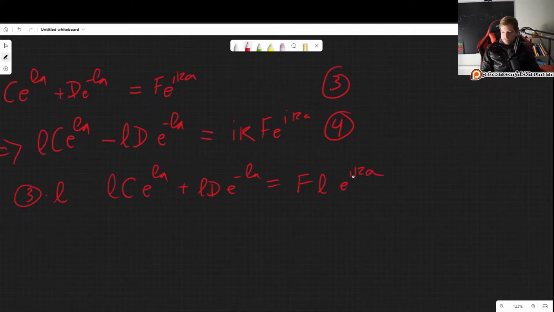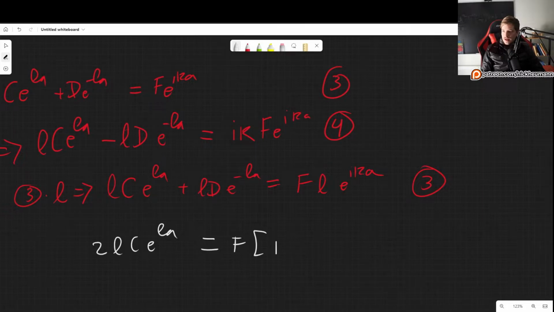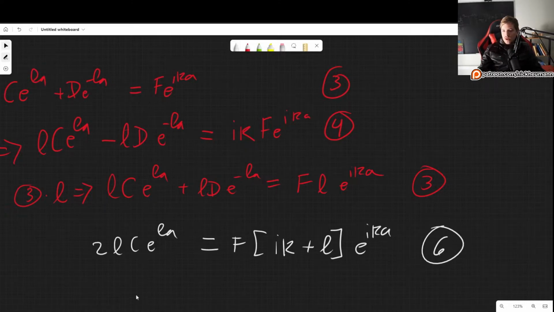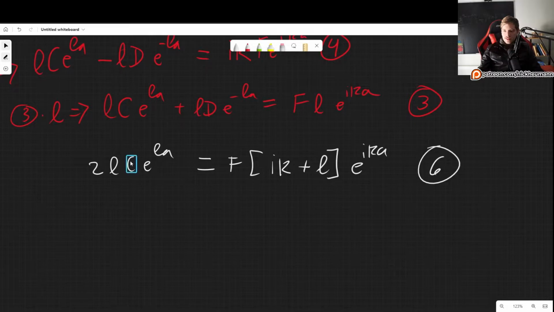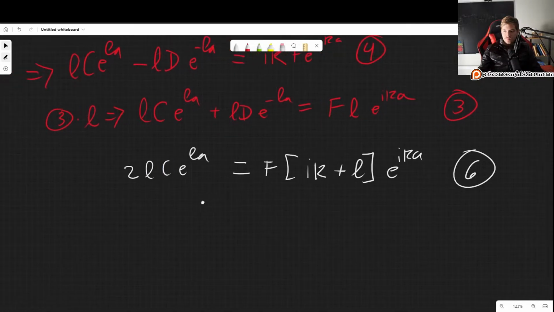LFE^(IKA). And now if we add this, which is our new equation 3, and 4, take a look at this, we get 2 times LCE^(LA), and then the D's cancel out, and then we have F factor of IK plus L and E^(IKA), which will be equation 6. So now we have found a way to write something which contains C.